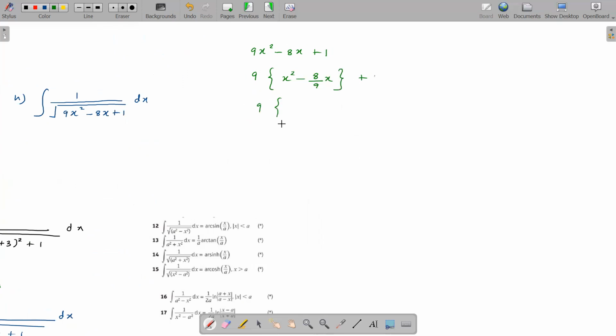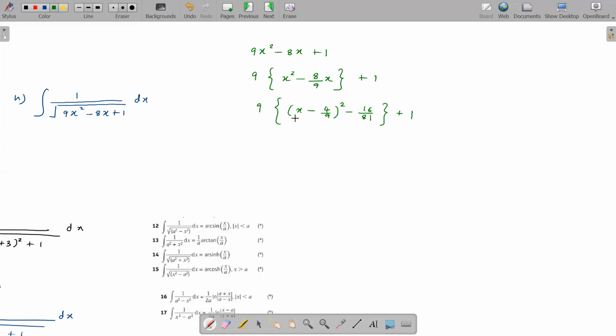Now complete the square inside the big bracket. X minus half of 8 over 9 is 4 over 9. Square minus, we get 16 over 81. And outside the bracket, I have a plus 1.